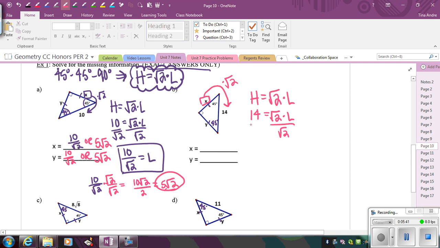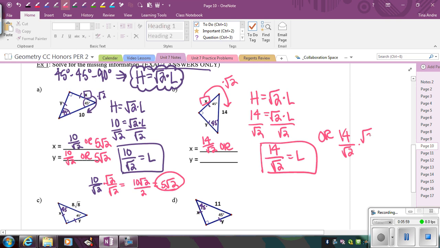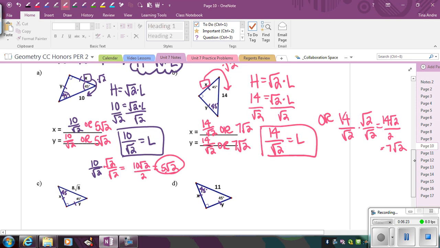We're trying to find L. So divide both sides by square root of 2. So that means 14 over root 2 is the length of the leg. Or we can rationalize this. So this would be one answer. Or 14 over root 2, meaning now to rationalize, multiply top and bottom by root 2 to get rid of that root on the bottom. So we have 14 root 2 over 2. So it ends up being 7 root 2. So either or, and again, y is going to be the same thing because it's the congruent leg in the isosceles triangle.